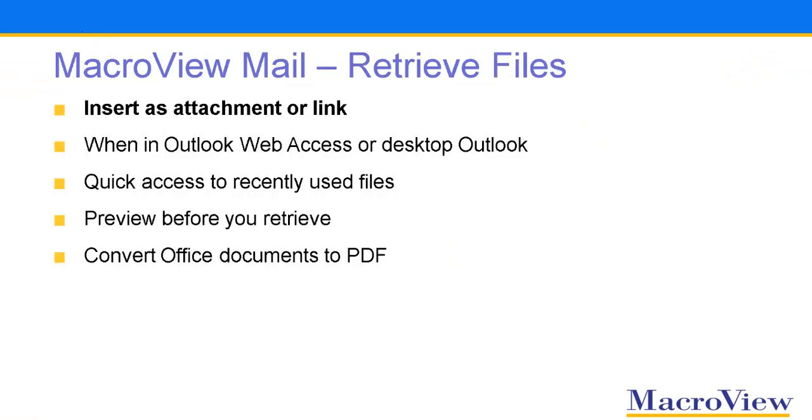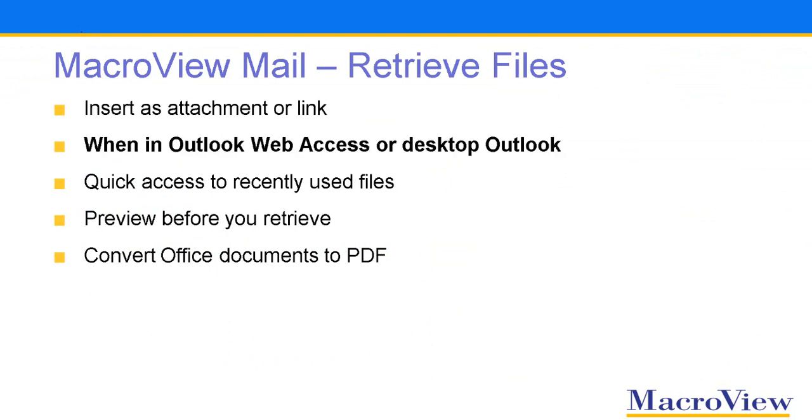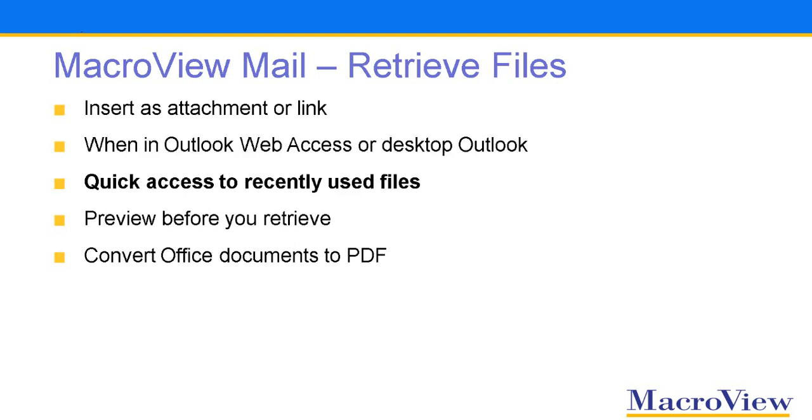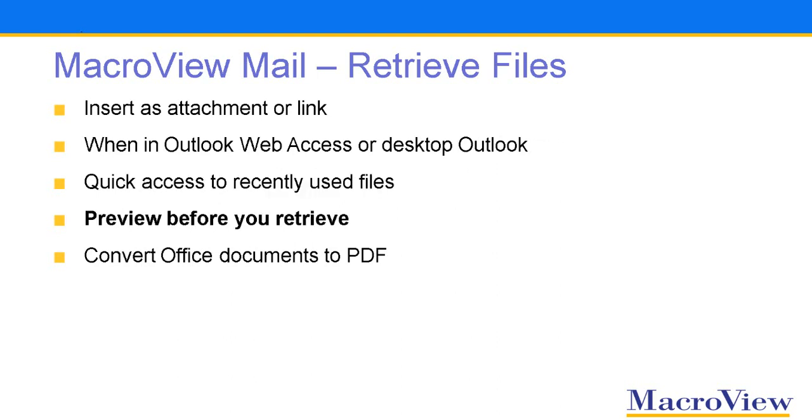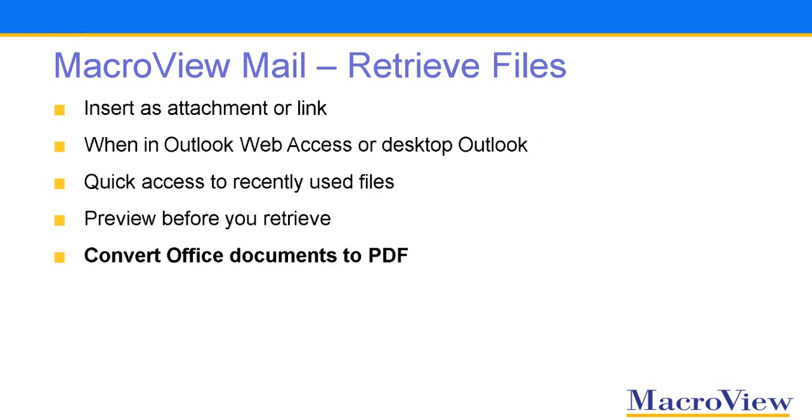To summarize, MacroView Mail lets us find and retrieve files stored in Office 365 areas. We can insert them as either attachments or links. We can do this while we're working in either Outlook Web Access or in Desktop Outlook. MacroView Mail provides quick access to recently used files and recently used locations. We can also preview files before they're inserted and convert Office documents to PDF before they're inserted.